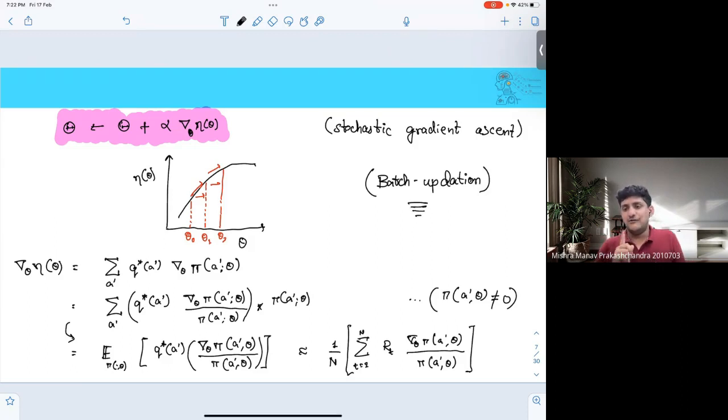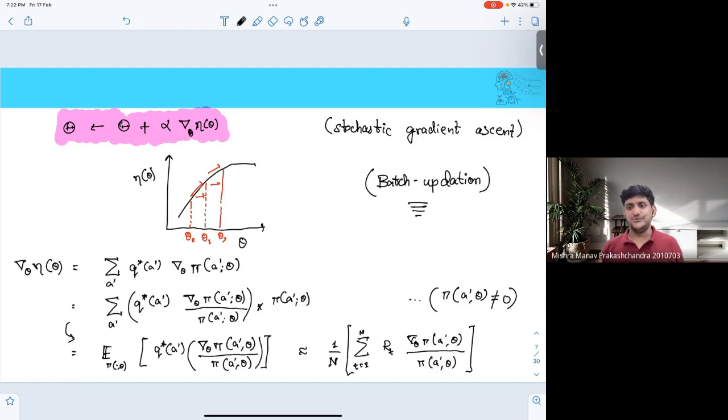That means for one update, one time step update of the theta parameter, I might have to sample the arm more or less n number of times, and that n needs to be very large. So maybe 1,000 samples I pull, only then I can get some estimate of the gradient and so on. Okay. So this is more or less a batch updation, and this is a very cumbersome process in itself.